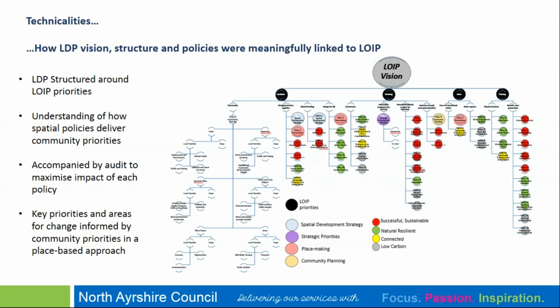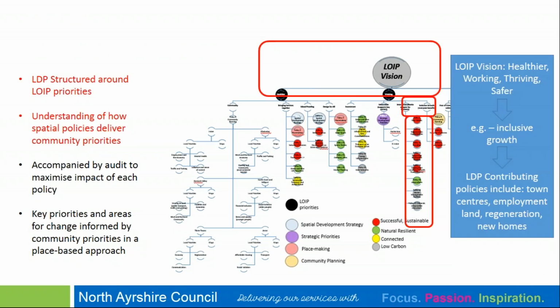The diagram's a bit technical and it's not supposed to be read in detail, but it's a policy map of all the policies in the LDP, showing how we aligned them around the LOIP vision. There are a few elements to this that I'll talk to. So if you skip on, what this is showing is that the LOIP vision has the healthier, working, thriving and safer themes to it.